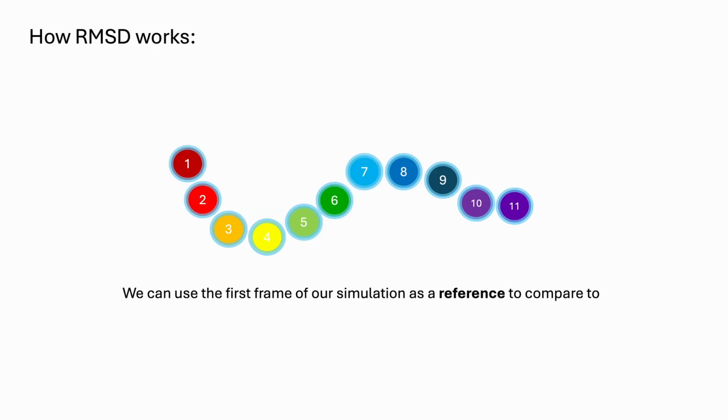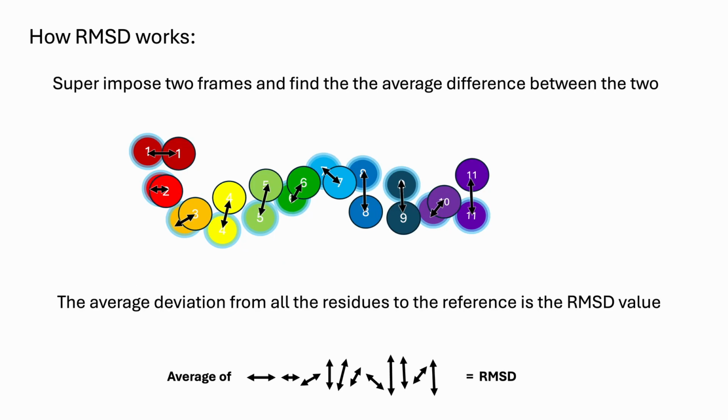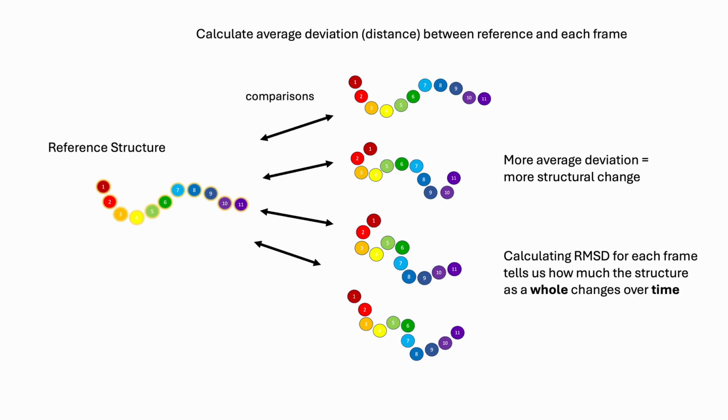We can treat the very first frame of the simulation as a reference structure and use it to compare and measure the difference to subsequent frames. Let's try an example. We'll superimpose the second frame on top of the first frame, and we'll use it as a reference, and we'll measure how much between the first frame and the second frame each position is changed. This average deviation across all of the atoms is what we call the RMSD value. What we end up with is a timeline of comparisons, many comparisons to this reference structure, which tells us over time how different each frame is from its reference structure. A high RMSD value means it's more different from that reference structure.